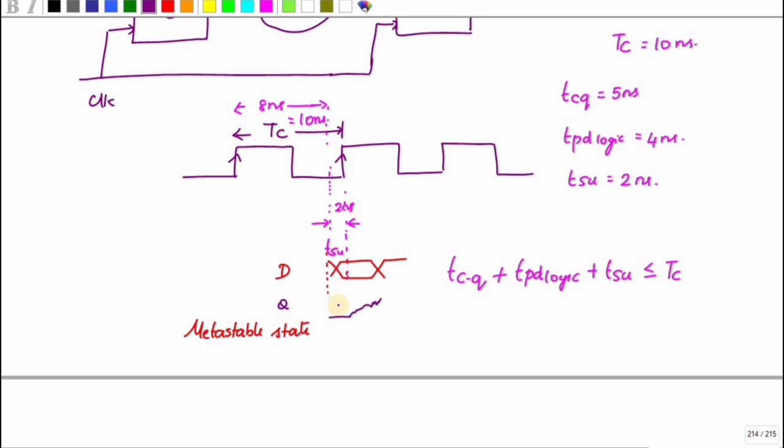So it will take some time to reach the output, to the correct output. Okay, so it will go like this, and it will end up in one stable state, one or zero, the correct stable state. The time it is taking to reach the correct stable state is called resolution time.